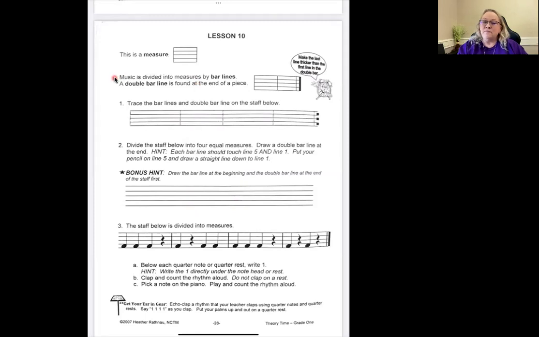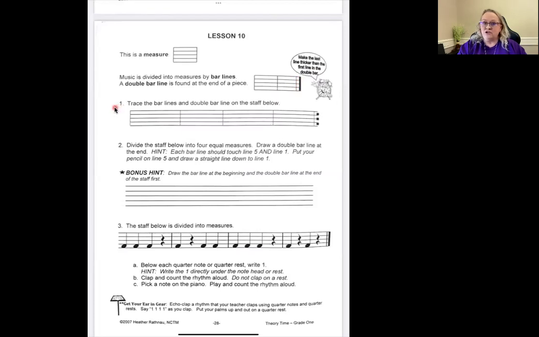Let's read up here. Music is divided into measures by bar lines. The vertical lines going up and down, those are called bar lines. It says a double bar line is found at the end of a piece. So throughout your music, you'll see a single line over and over and over again, making all of these boxes or measures. Then at the very end of your song, you'll see a double bar line. There will be a thin line and then a thick line.